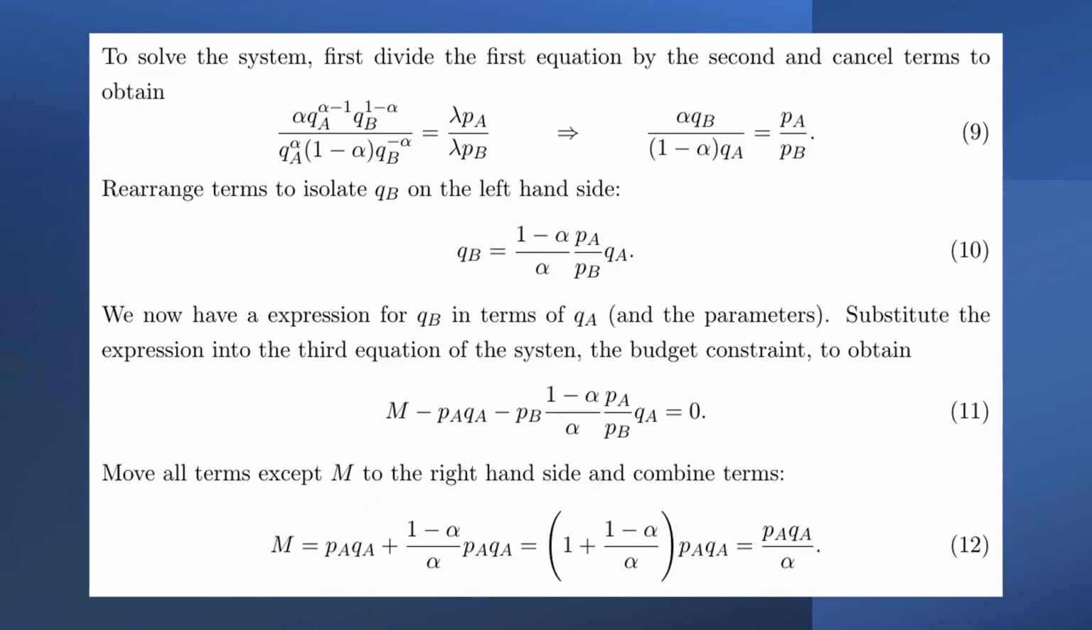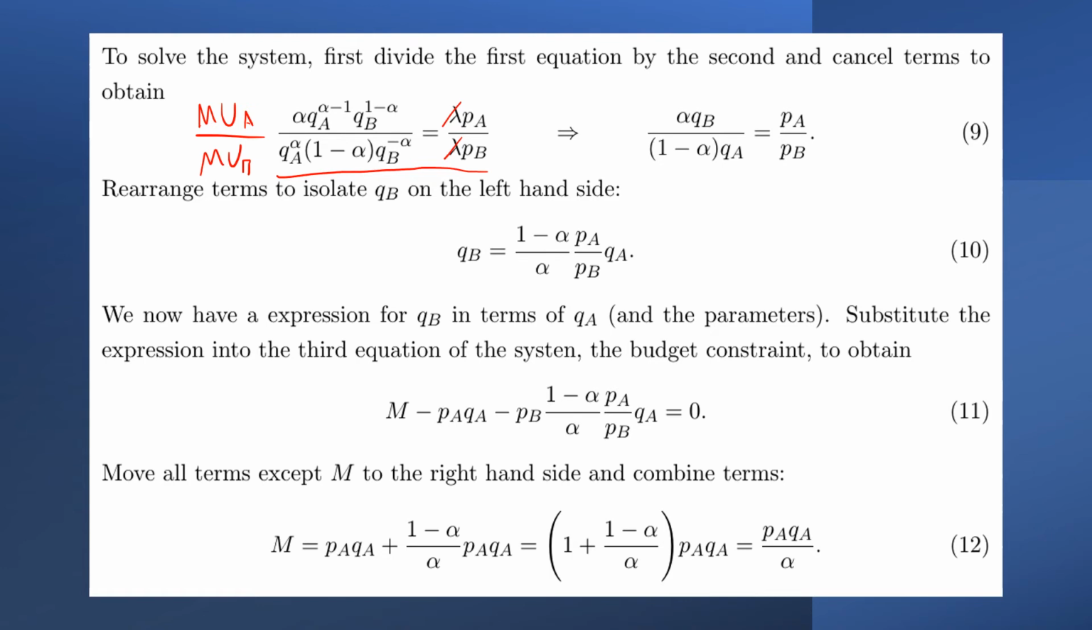To solve the system, we first divide the first equation by the second equation. That gives us this expression here. So here we have on the left-hand side the ratio of the marginal utilities. And on the right-hand side, if we cancel out the lambdas, we get the ratio of the prices. So here we have, in fact, found the condition that the indifference curve and the budget line must have the same slope in the solution point. So one of the two conditions that we need to identify the solution point has been derived.